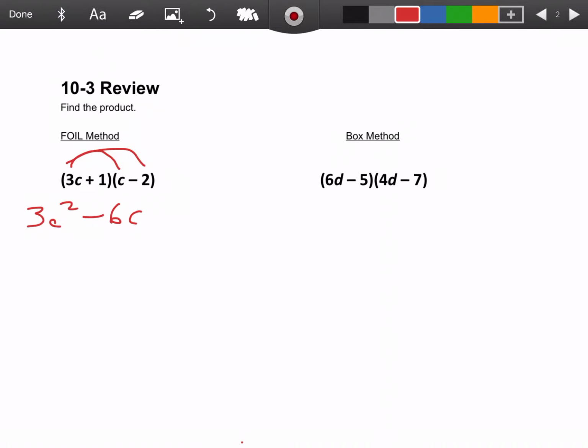Okay, go ahead and rewind if you need to take some notes, but on to the next slide here. We have some other ones that have numbers in front of the variable. So we want to go through a couple of them. I'll do a FOIL method again.